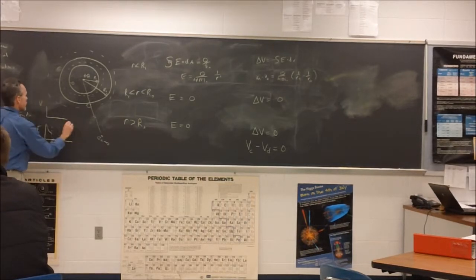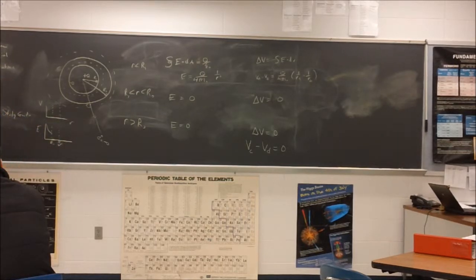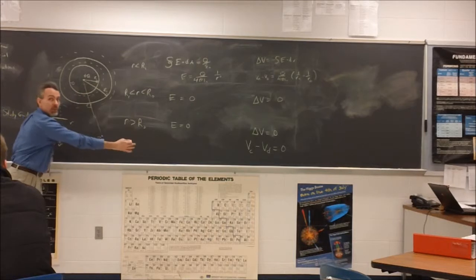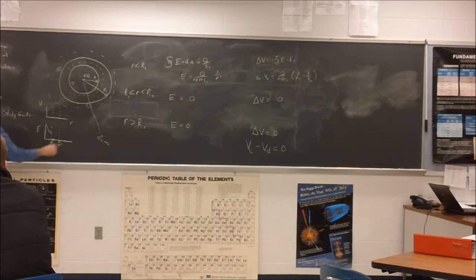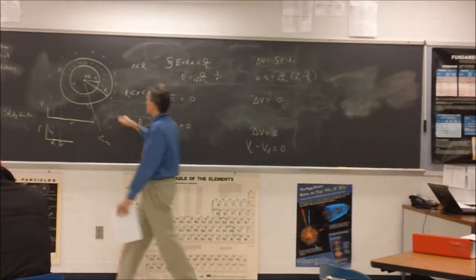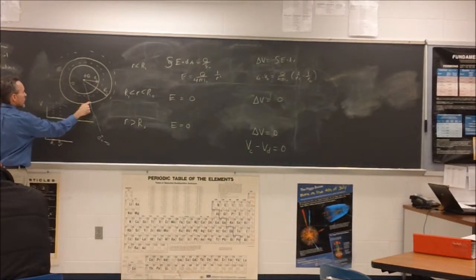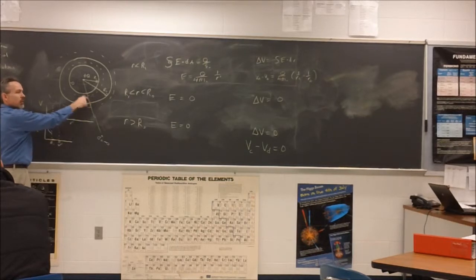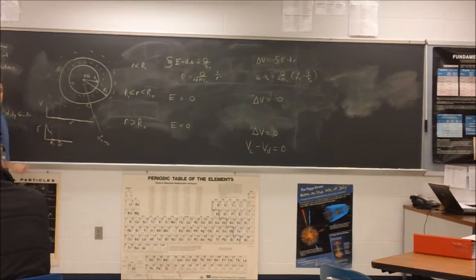So now let's look at the potential. Let's start with infinity and work our way in. Infinity is what? Zero. And at R2 it's going to be zero. Now R1 it's going to be zero, right? So I needed to go back up here, because if I know there's no change in potential in here, and I know this is zero, what does this have to be? It has to be zero as well.